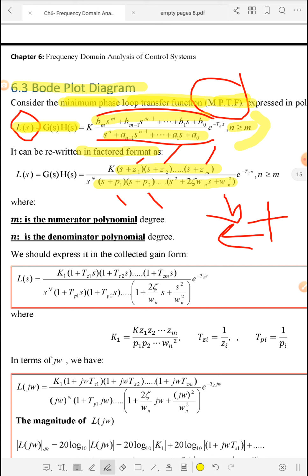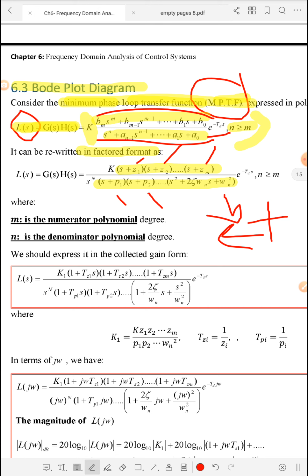What else do we have? We have again K, and we have a term that is new in our material. It's the last one, the delay, e to the power minus T_d s. This is the delay term. We did not deal with this term before. When we took the root locus technique, this was not covered.